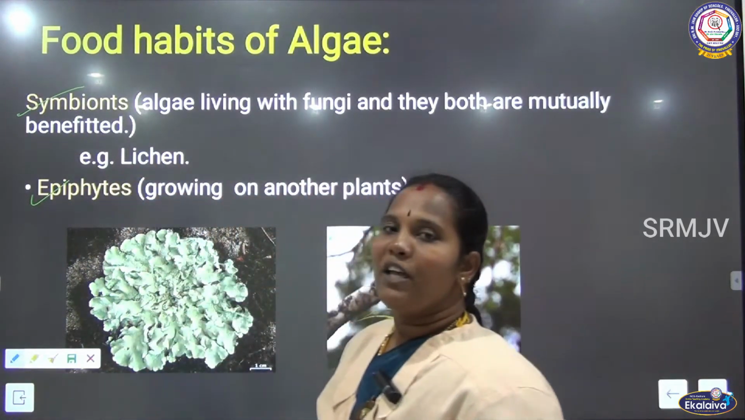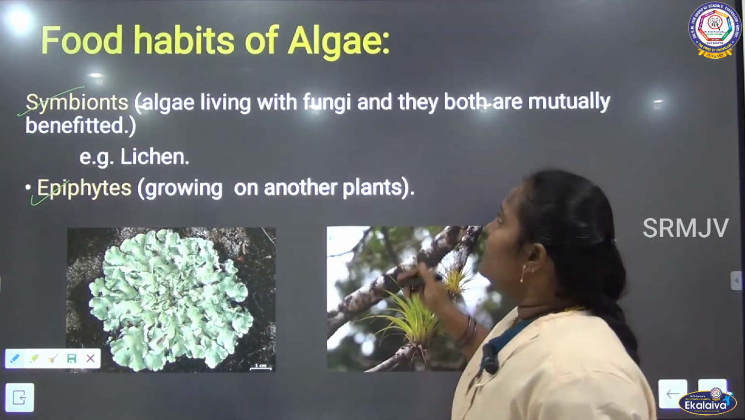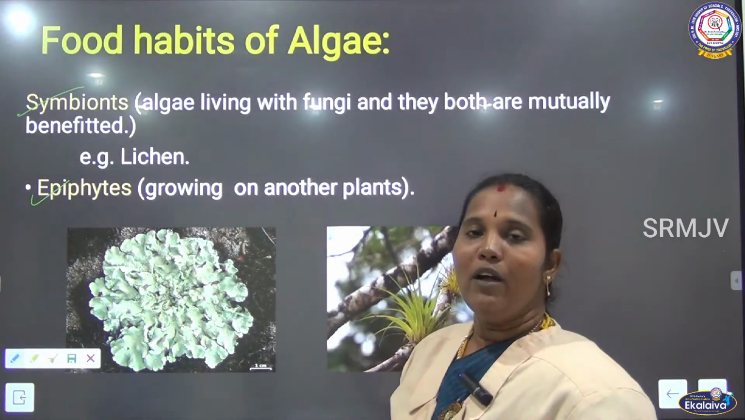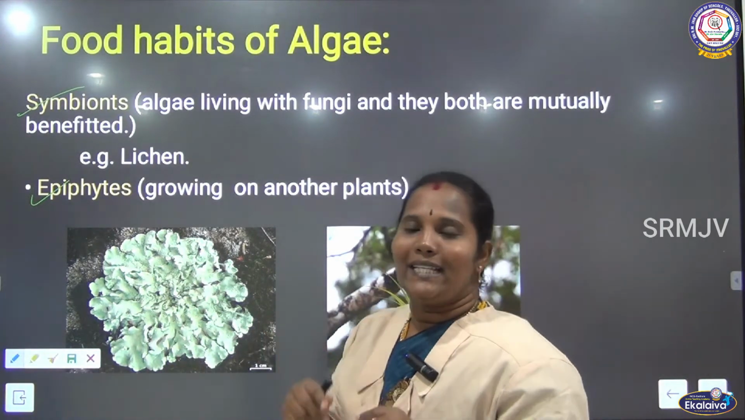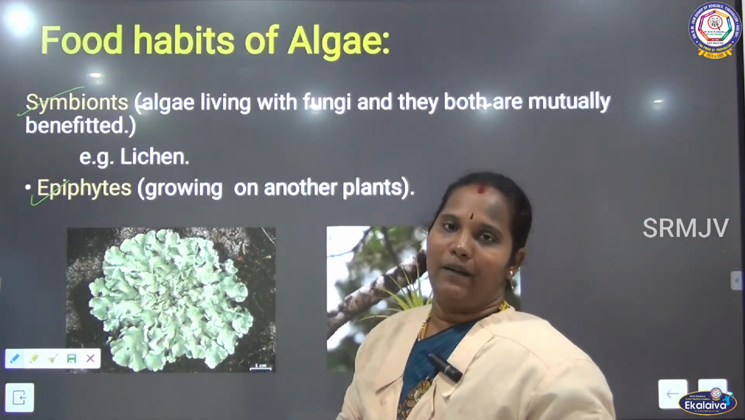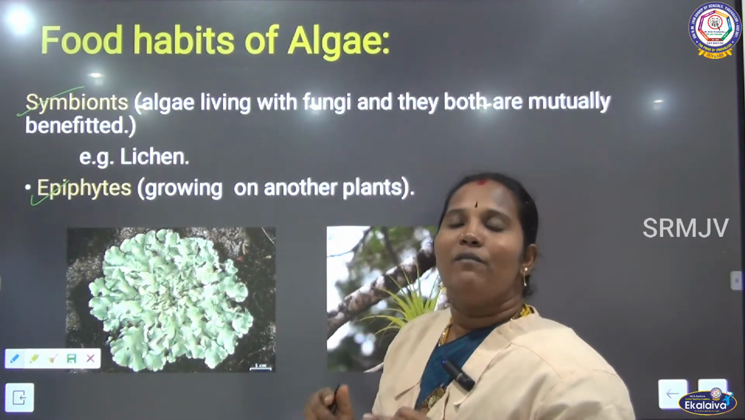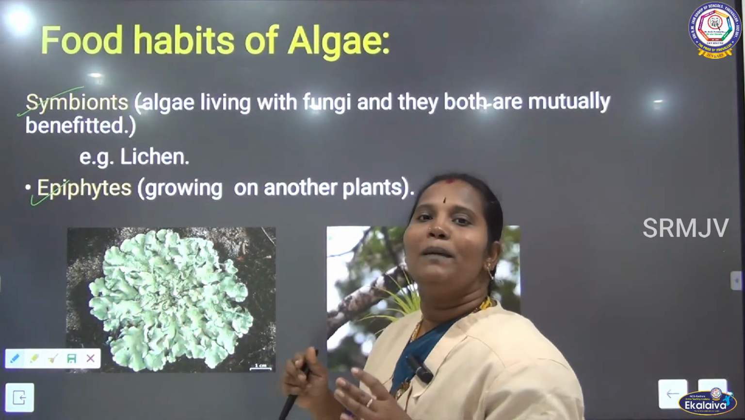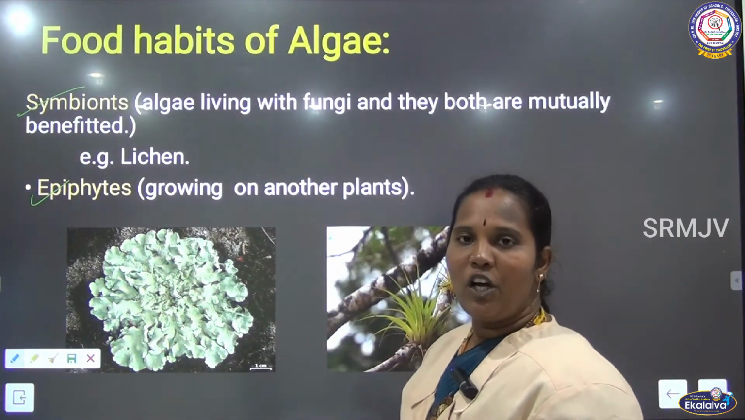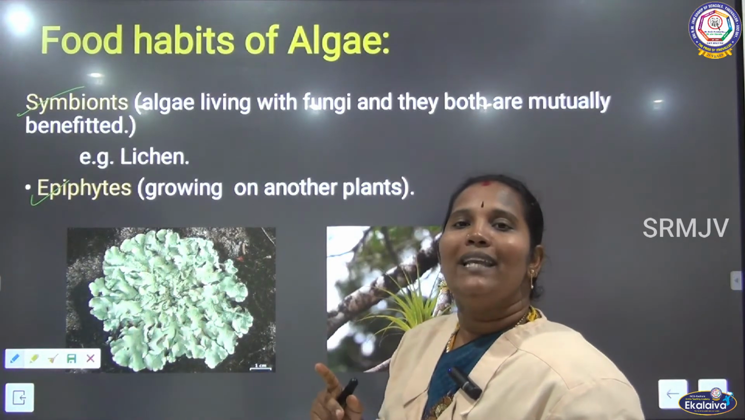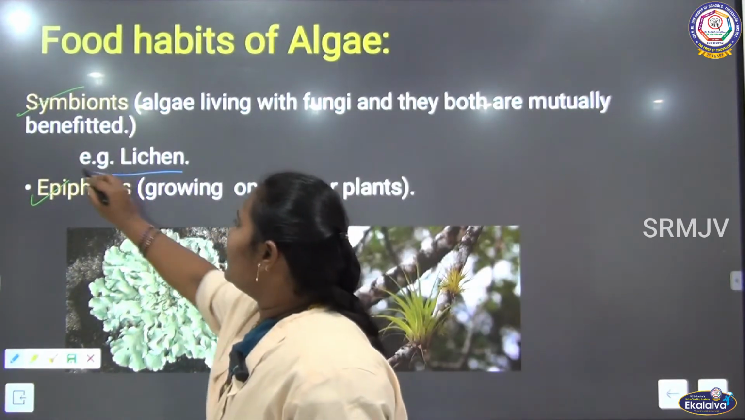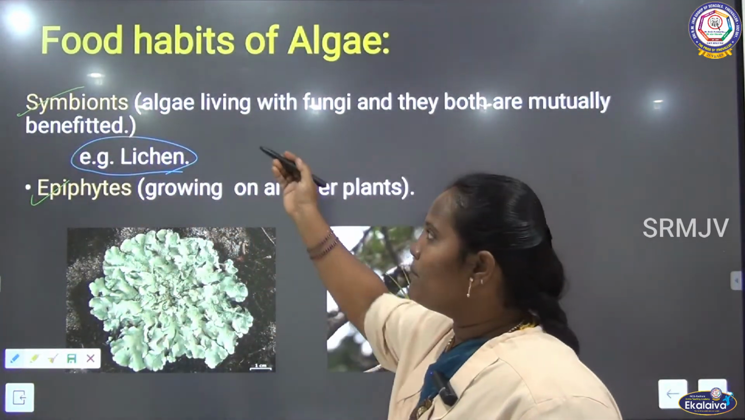What is a symbiont? Symbiont means living with fungi and algae. Algae and fungi both are living together. They benefit each other. Algae get benefit from the fungi as well as fungi get benefit from the algae. They are mutually benefited. Like this, the food habit of algae is called symbionts. Symbiont means both organisms mutually benefit each other. The best example for the symbiont is lichen.